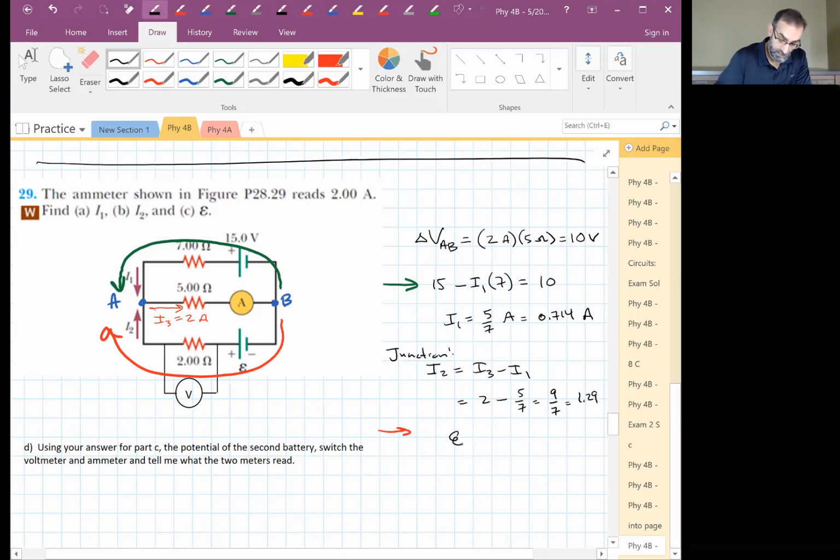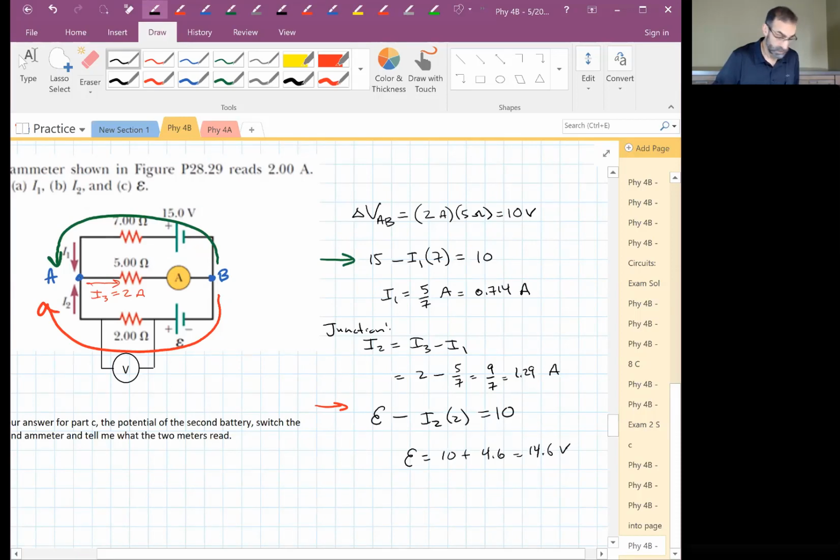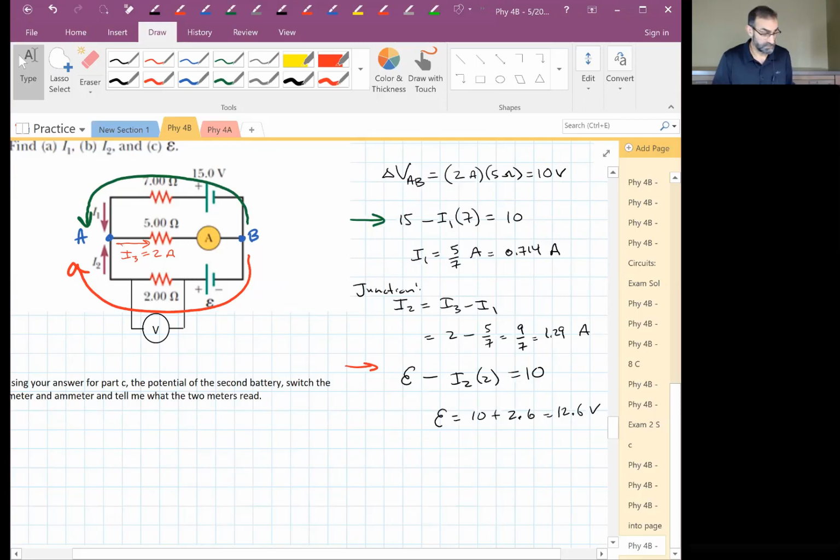I know that going up by the EMF of that battery minus I2 times 2 has to give me 10. So my EMF is 10 plus, what is it, 2, about 4.6. Oops, no, 2.6. There we go. So I've got about 12.6 volts. We good with this one? Good, good.